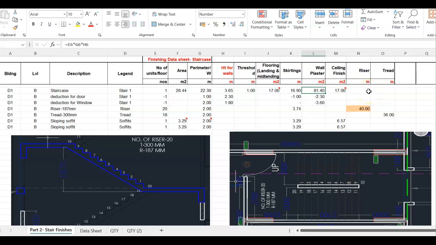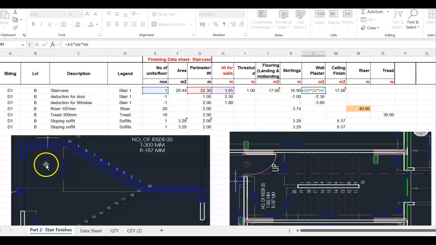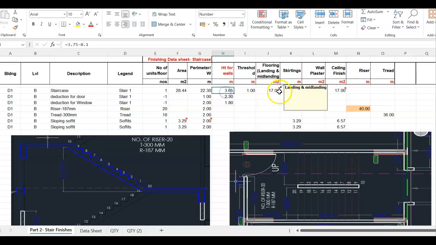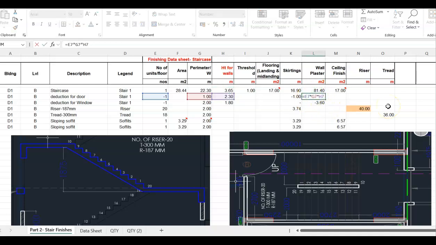Now wall plaster. Similarly, we have to use here number of floors, perimeter and height of walls. If the finishes differ here and here, then deduct the slab thickness from this floor to floor height also. Then deduction of door, deduction for window.